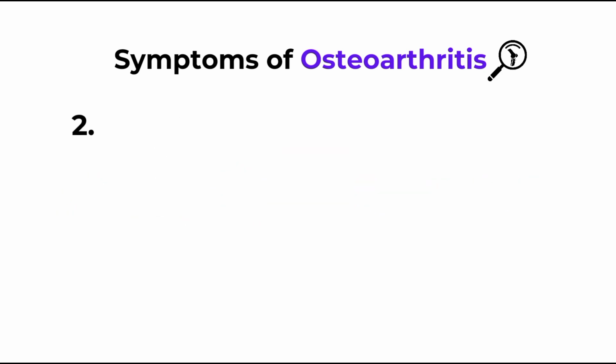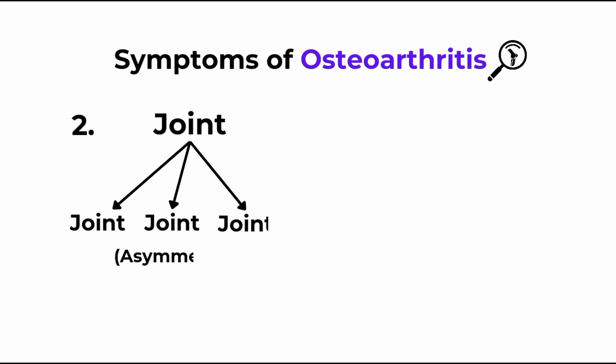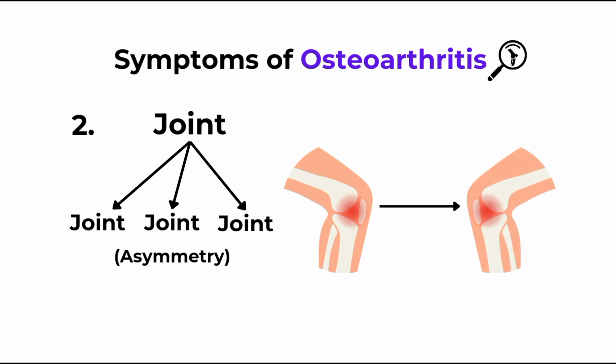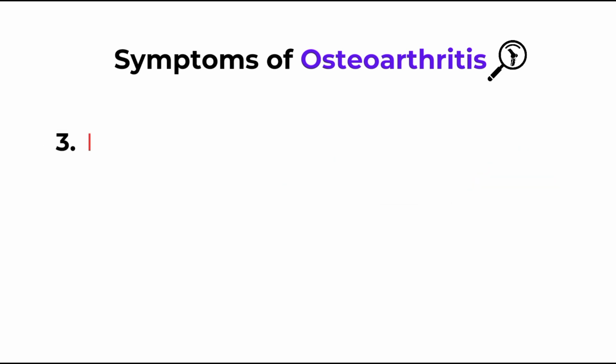Secondly, in osteoarthritis, it tends to occur in one joint and then subsequent involvement of the other joints. And so if we're using knees as a prototype, typically it starts with one joint and then subsequently the other joint gets involved. Thirdly, and most importantly, pain.